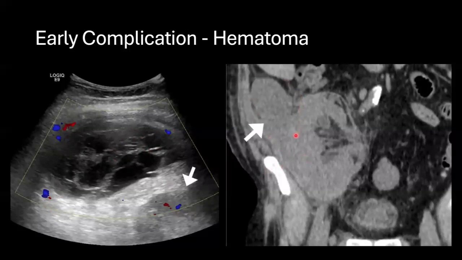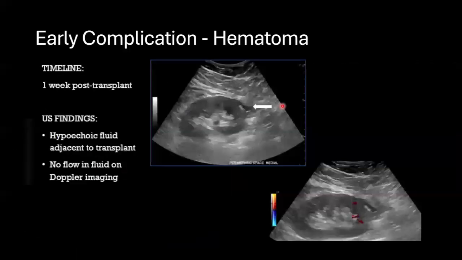On CT, it's a hyperdense collection, and it abuts the kidney. This is a non-contrast CT, and you can see the density here is almost the same as muscle or more. That is usually the clue to hematomas. On ultrasound, usually early post-transplant, you would commonly see this. This is a patient 1 week post-transplant. You can see this tiny bit of fluid, hypoechoic. Usually no flow is detected here. We can see flow in the kidney. And again, this is an indication of a hematoma.